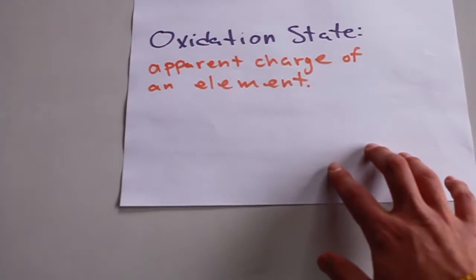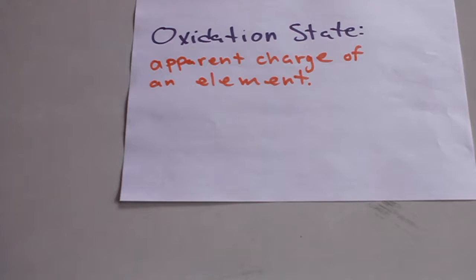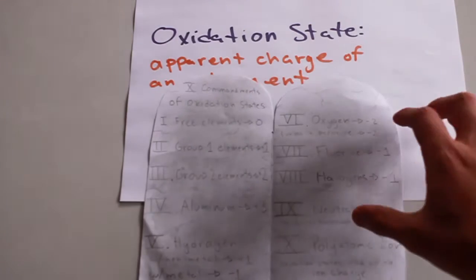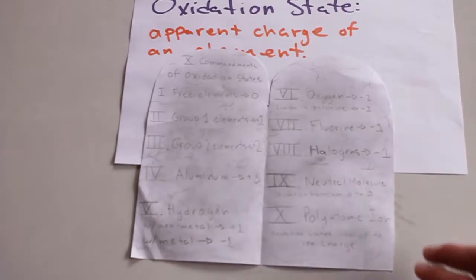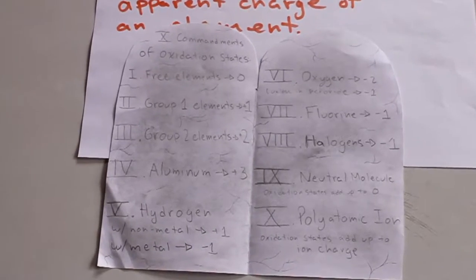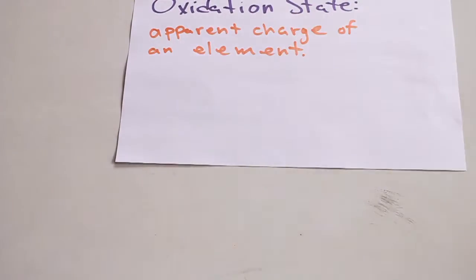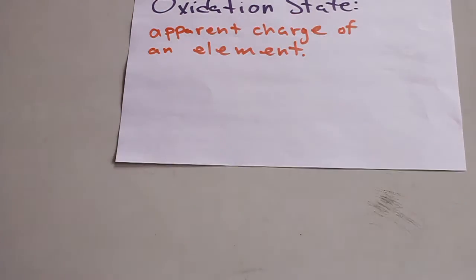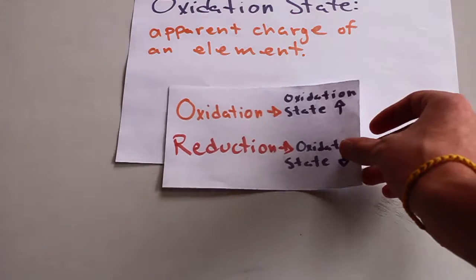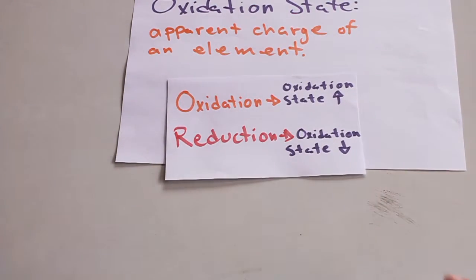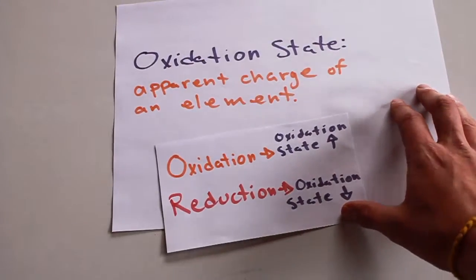An oxidation state is the apparent charge of an element, and to determine the state of an element, you have to take a look at the 10 commandments of oxidation states. When looking at a reaction, telling oxidation and reduction apart is simple. Oxidation occurs when the oxidation state goes up, and reduction occurs when the oxidation state decreases. So now, let's look at some examples.